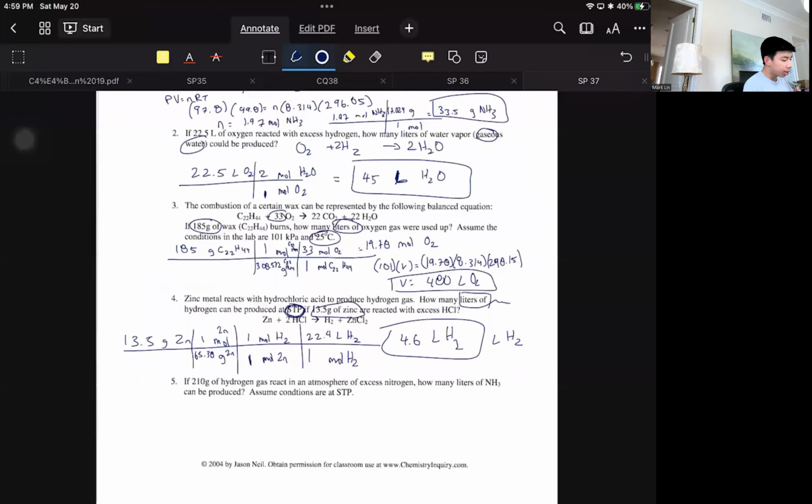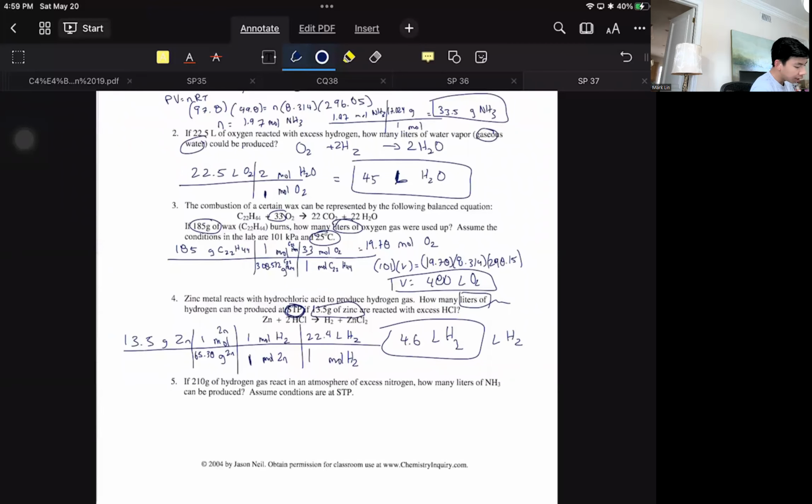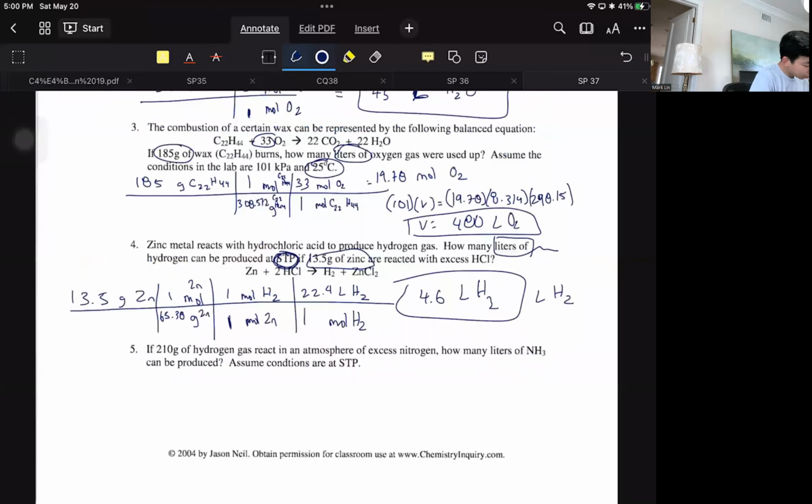Okay, number 5, last one. If 210 grams of hydrogen gas reacts with an excess of nitrogen, how many liters of NH3 can be produced? Assume conditions are STP. Thank the Lord it's STP, because now we can skip some of the stuff. We can skip PV=nRT. So we start out with what we have, 210 grams of H2.